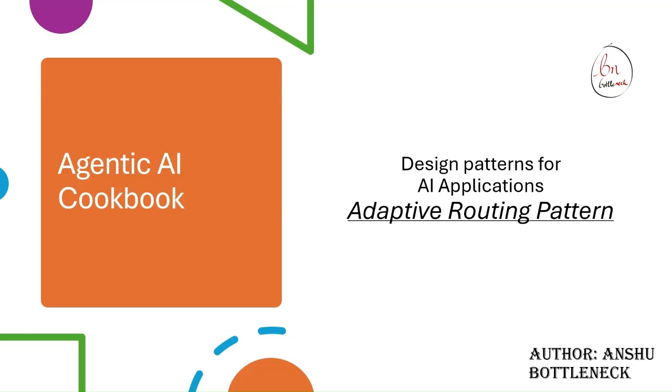This is the Agentic AI Cookbook series where we learn and implement design patterns for AI applications. Now, in our previous videos, we had seen one of the foundational models, that is context cascade. We also implemented it. If you missed that video, I will be sharing the link in the description. In this video, we are going to talk about the adaptive routing pattern.